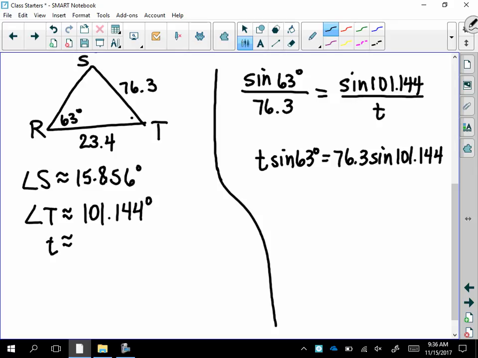And then we'll type all that in, divide by the sine of 63 degrees, and what do you get for this third side? Say again. 84.01. Perfect. And so there's that third side.